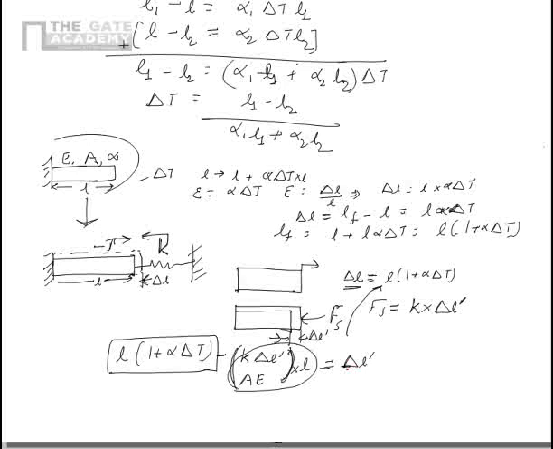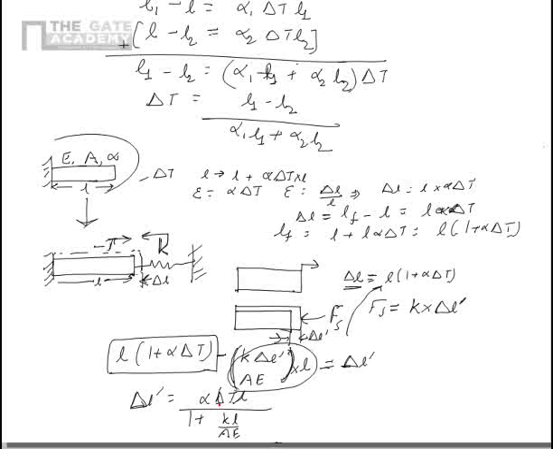Now we know what is the value of delta L dash from this. We can very easily figure out what is the value of delta L dash. So if you just rearrange this equation, you will find out that the value of delta L dash is equal to alpha delta T L divided by 1 plus KL upon AE. Now see, this is a very important result, in the sense that we can have a lot of insight into the physics of the problem here.